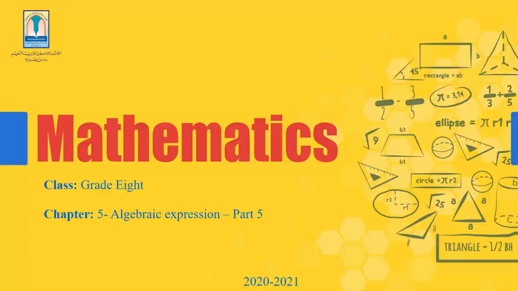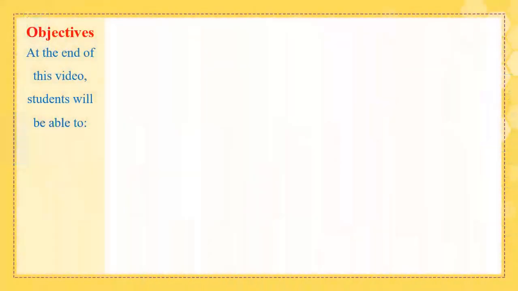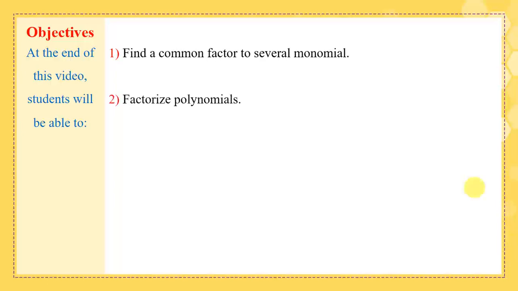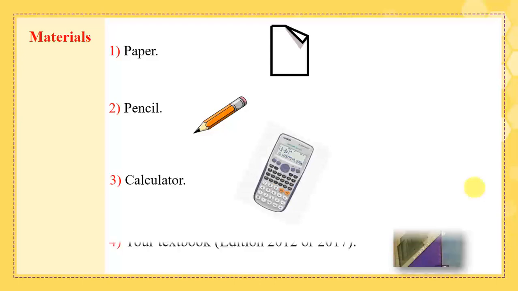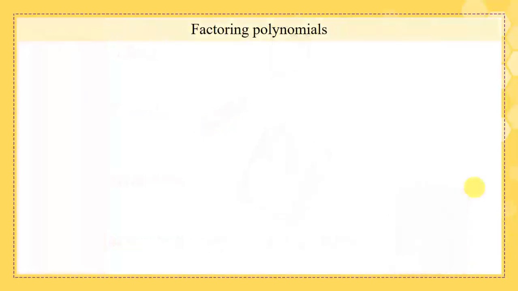Today we will start with part 5 of our lesson Algebraic Expressions. Objectives: at the end of this video you will be able to find a common factor to several monomials and factorize polynomials. Materials: please prepare a paper, a pencil, calculator and your textbook.